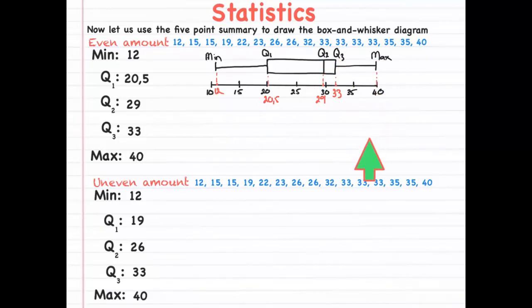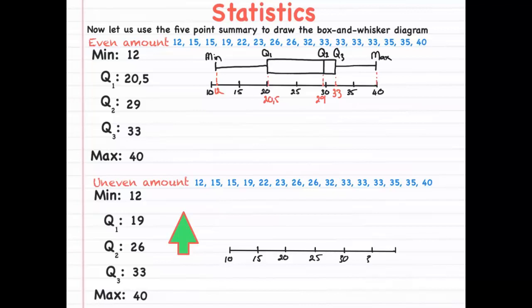Okay, got it? So now let's go and try it for the uneven amount. So again, we are going to represent all of this data on a number line. So here is my number line there, and then I simply write my steps in. So this will start at 10, and then we will go to 15, then it is 20, 25, 30, 35, as well as 40.